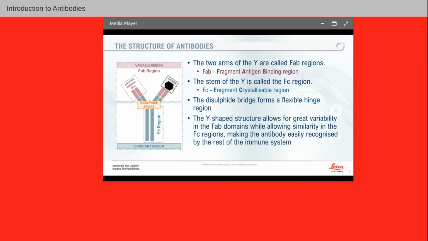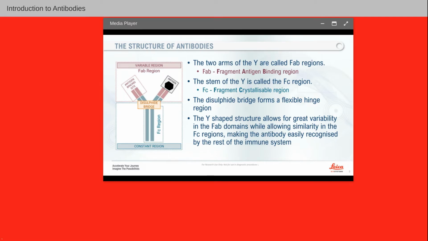The variable domain also contains the Fab region. Fab stands for fragment antigen binding, and as it sounds, it's the area of antigen binding. The constant domain contains the FC region, or fragment crystallizable. Now, there's no antigen binding capabilities in this region. This fragment is responsible for interacting with the host immune cells, so it's easily identified by the immune cells.